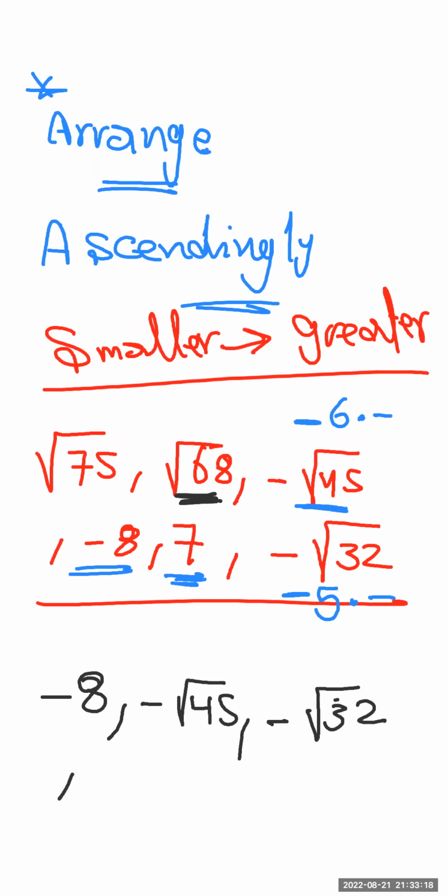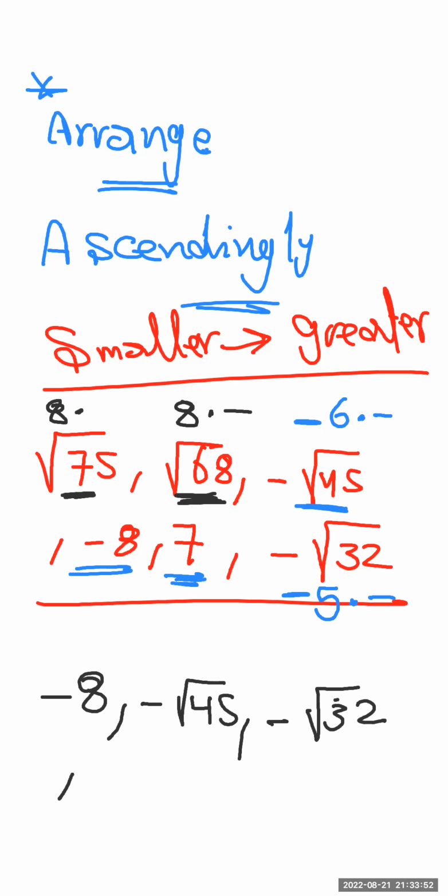This one equals 8 point something, and this one is also 8 point something. So in this case, we need to get more accurate numbers so that we can compare between these two numbers. But of course, this is 68, this is 75. Which one is the smaller? 68, of course.